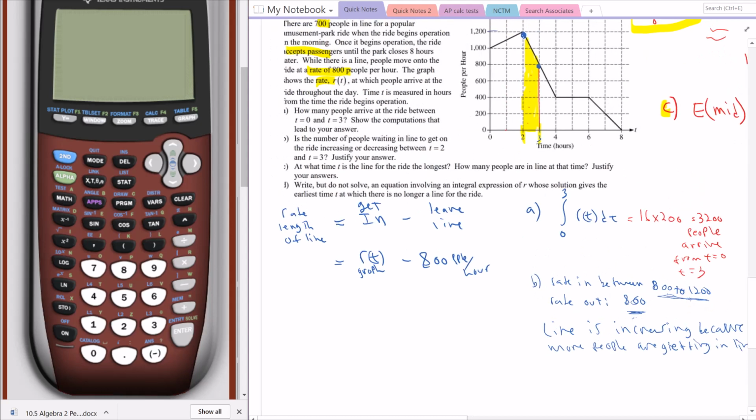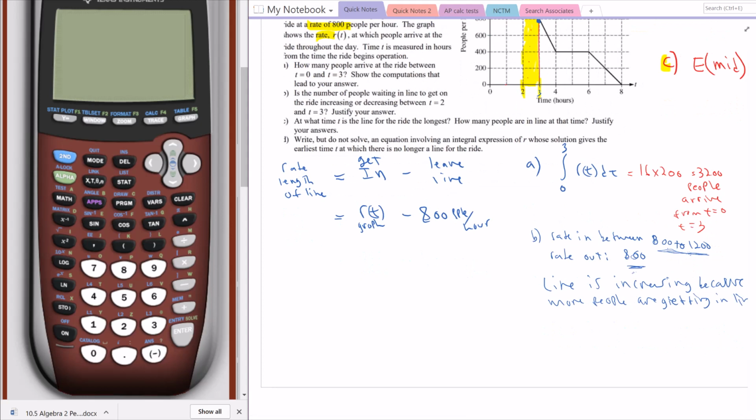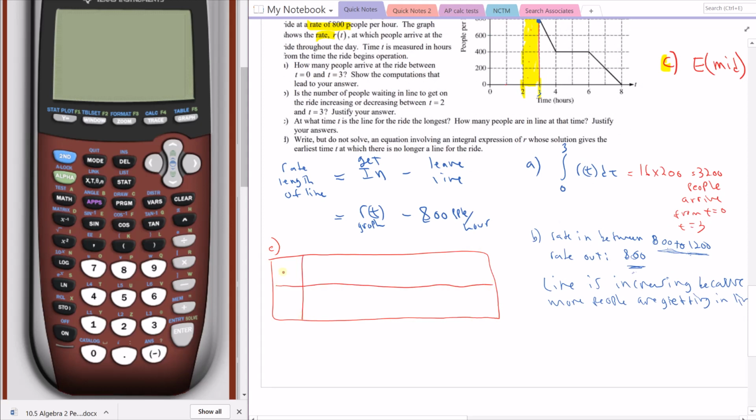All right, next one is, at what time t is the line for the ride the longest? How many people are in the line at that time? Justify your answer. To show you how this goes, I'm going to go ahead and make a table of values, and you can totally do this without it. So it's going to be time and then number of people in line. Time equals 0, they tell us there are 700 people. They told us that up there.